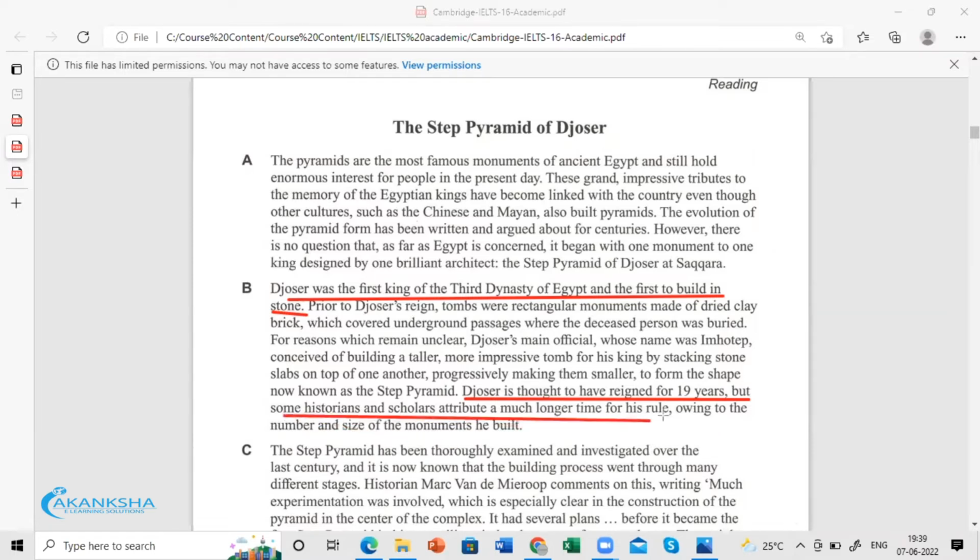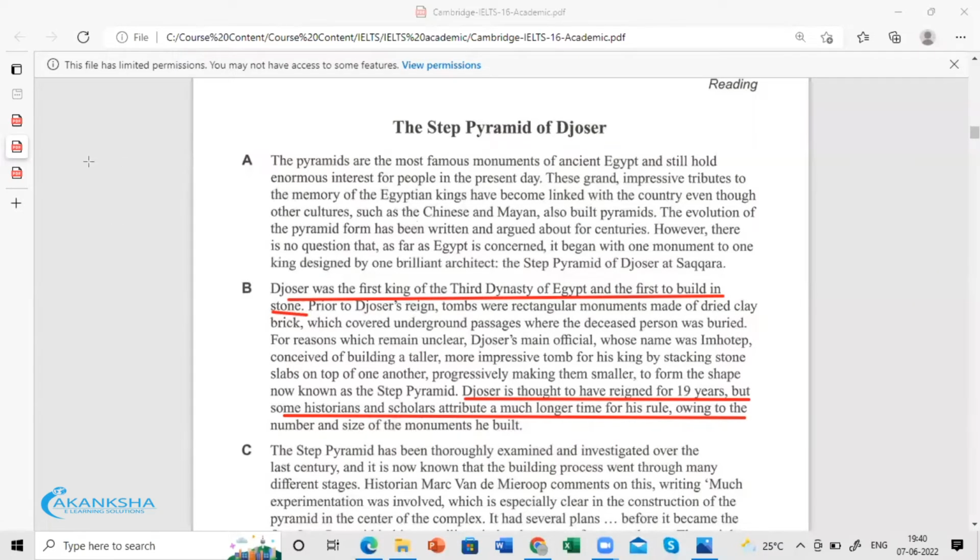But some historians and scholars attribute a much longer time for his rule. Means they kind of say that he has ruled for a longer period, owing to the number and size of the monuments he built. So there is some argument here about how long he actually ruled. That is what they are trying to talk about in the first and last sentence, right?